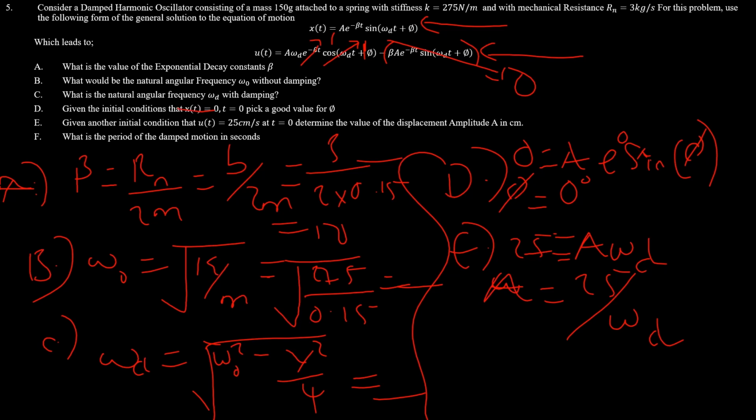And lastly, F, we're asked to find the period of the damped motion. So the period of the damped motion, let's call it TD. TD is equal to 2 pi over omega d. So you can put in your expression and check for the final answer you get.